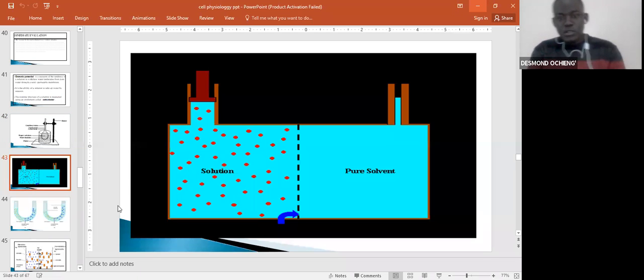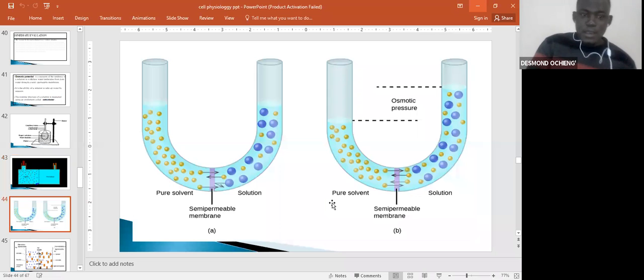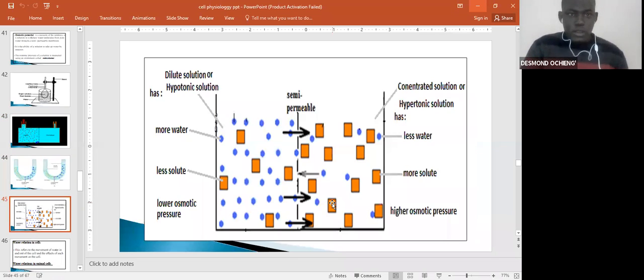Now we have a solution here, and we have a pure solvent here. A solution is made up of a solute and solvent. Then pure solvent, solution, pure solvent, solution. This experiment, like I said, now look, this is what I want us to analyze.